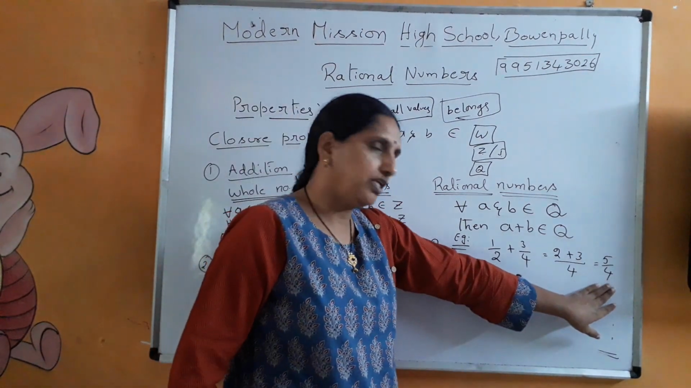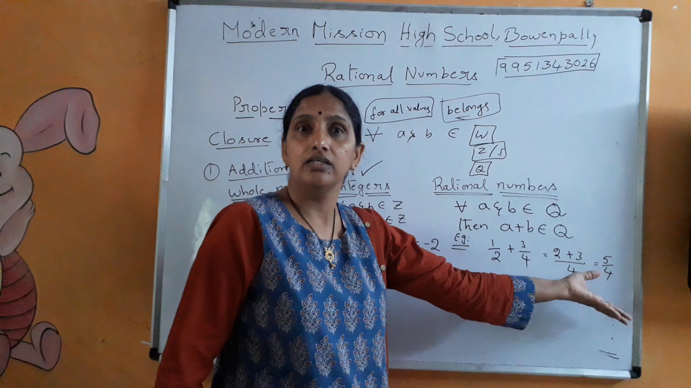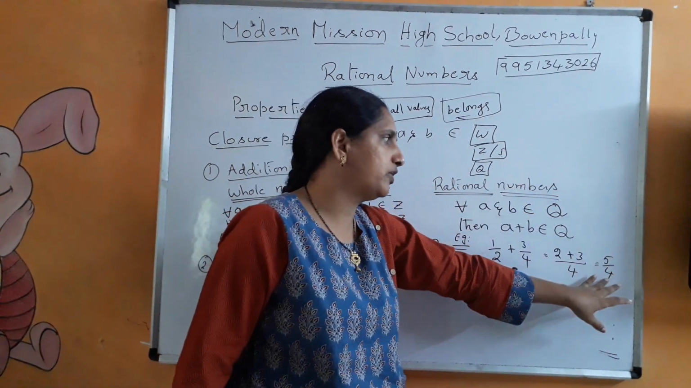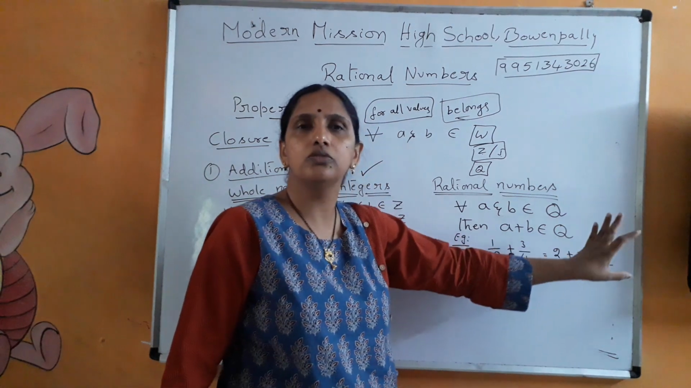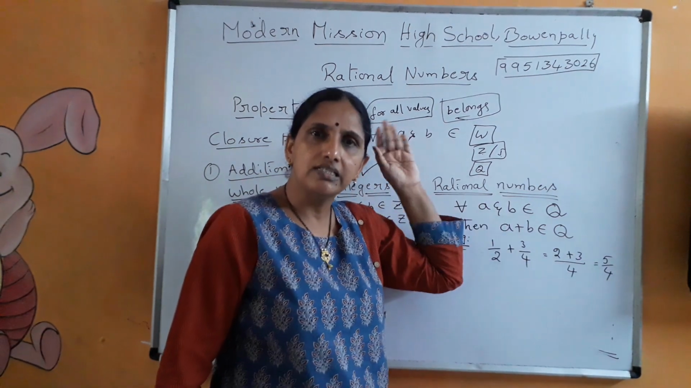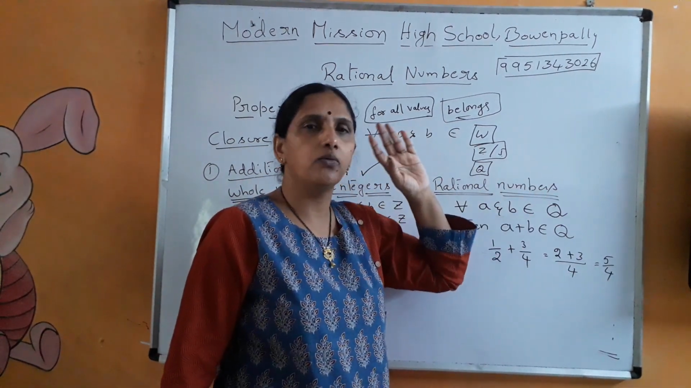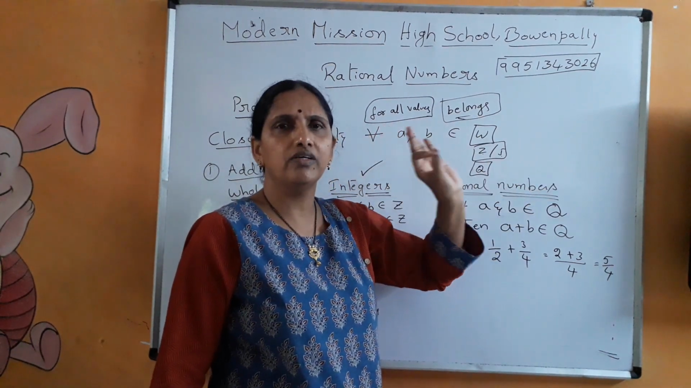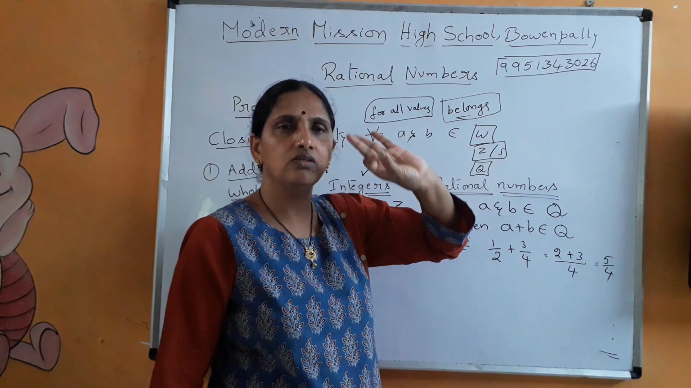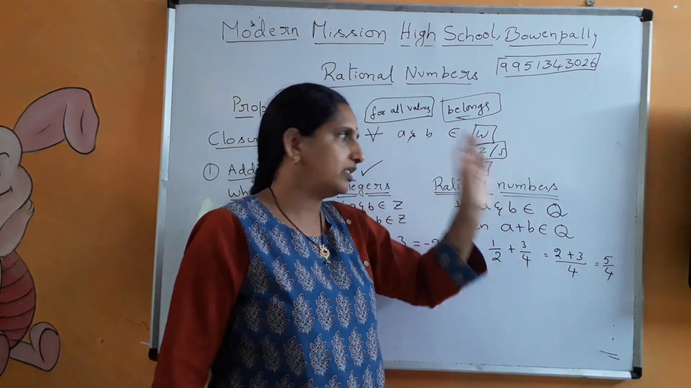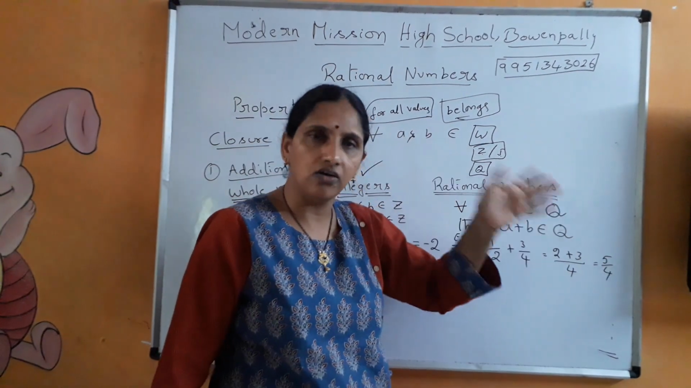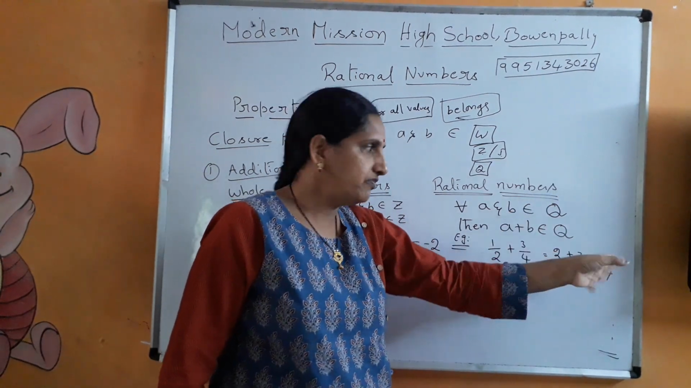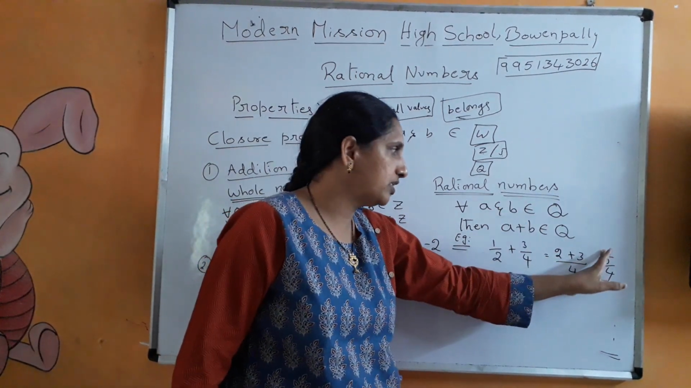Is 5 by 4 a rational number? Yes. We said whichever number can be expressed in the form of P by Q, where Q is not equal to 0, is a rational number, undoubtedly. Nothing more needs to be verified. You need to only verify whether Q is equal to 0 or not, and whether the given values are integers or not. Is 5 an integer? Yes. 4 an integer? Yes. Finished. So 5 by 4 is a rational number.